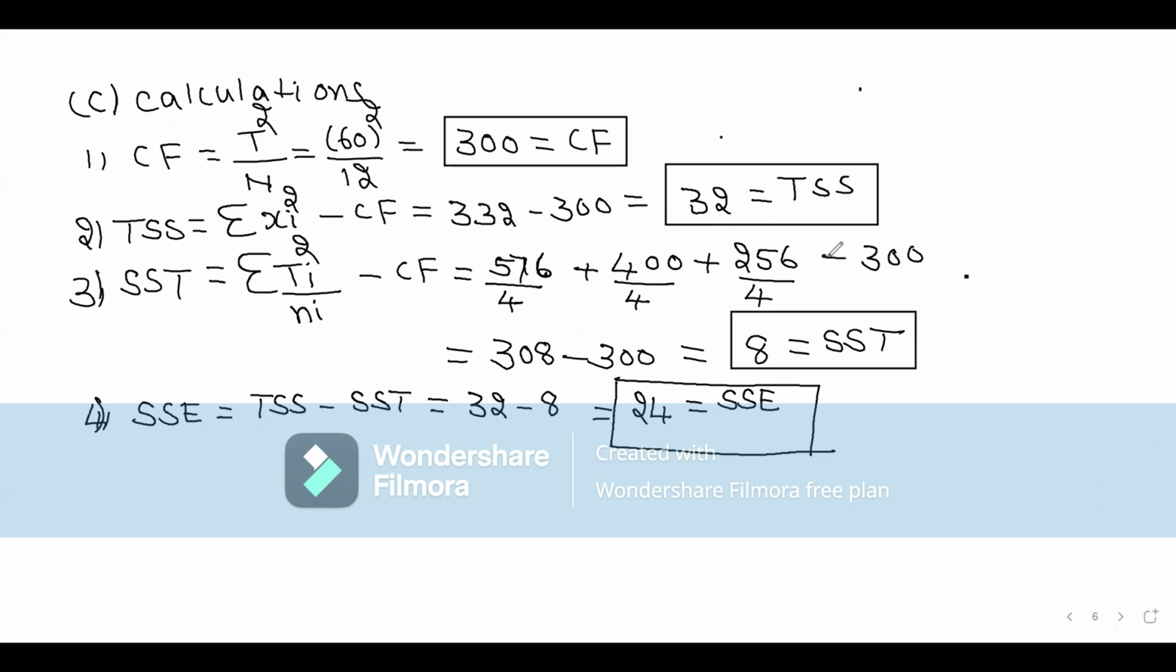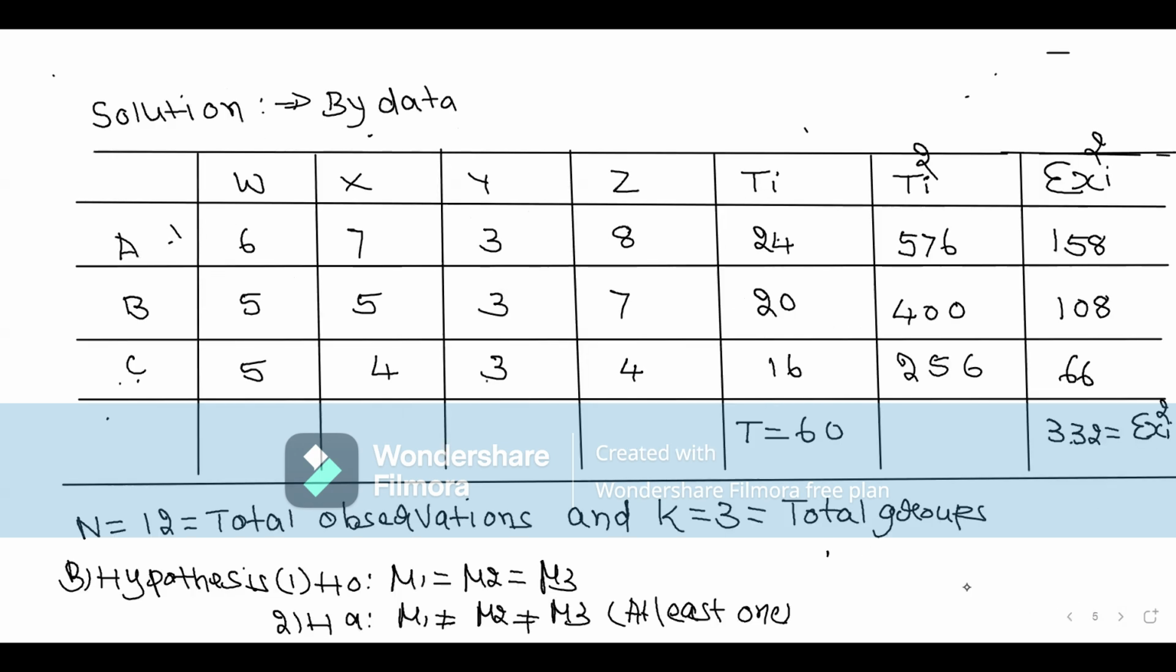CF is 300 square of 24. Then TI square. Look here in the table. TI square, 576. Look here. In the 576, divided by how many?